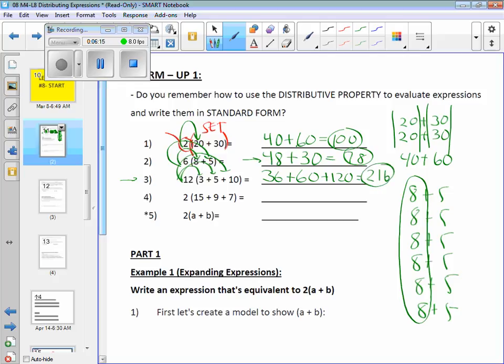Chris, number 4, what's the set? How many copies are there of it? 2 times 15, everybody. 30. 2 times 9, everybody. 18. 2 times 7, everybody. Crunch it and munch it. What do you get?